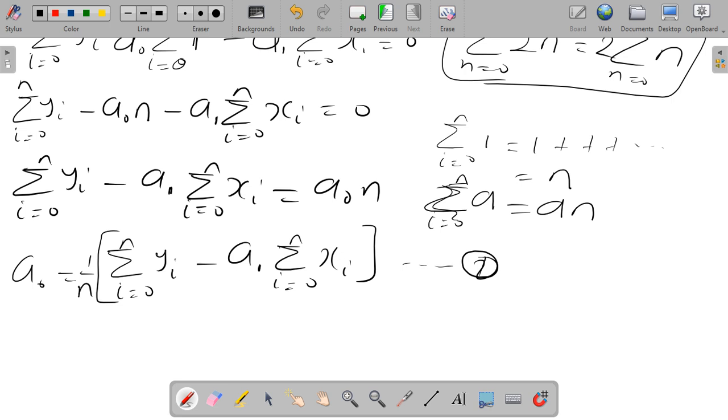So let us now do the partial. Let us now get this one. Let me scroll up so you see.